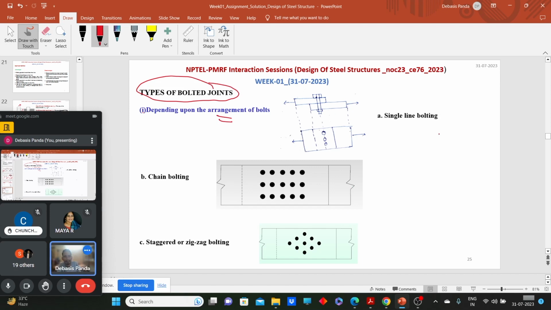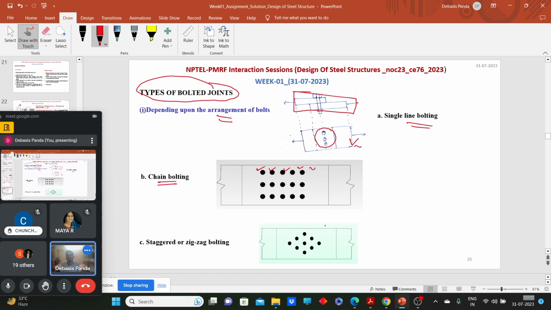So first we have the single line of bolting. Here you can see this is the cross sectional view of two plates which are connected using the lap joint, and this is the top view or plan view where we can see the bolts. So here one line of bolting is used, so we call it single line of bolting. Where there are multiple lines of bolting, we call it chain bolting.